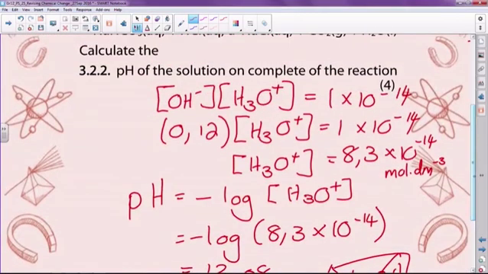Okay, I went very, very quickly. Now, if you got this OH minus value wrong, don't worry about it. If you use it correctly like I've done in this question, you'll still get all the marks for that.